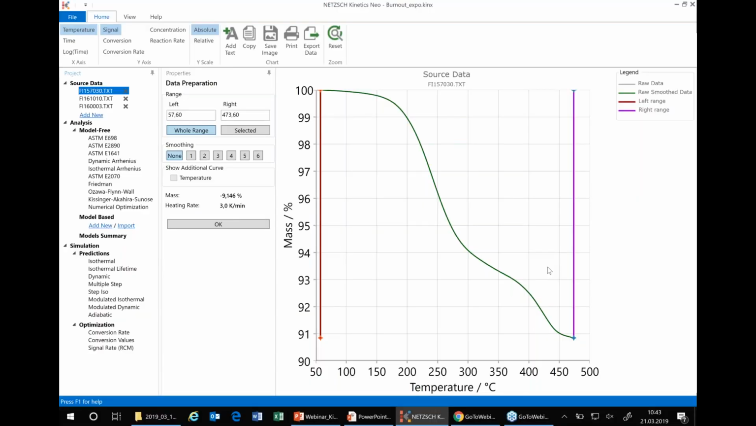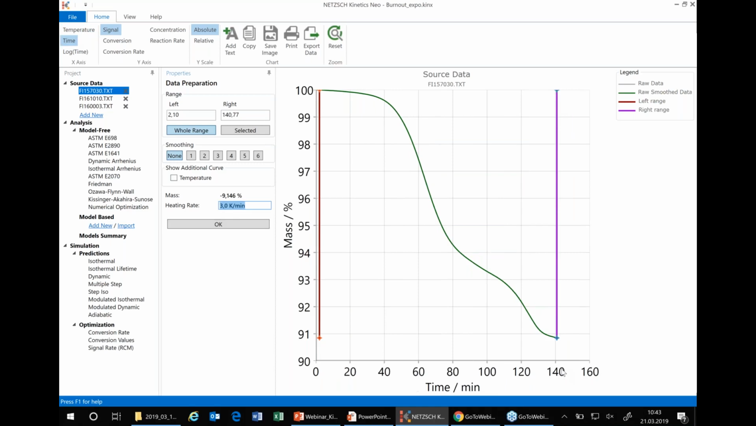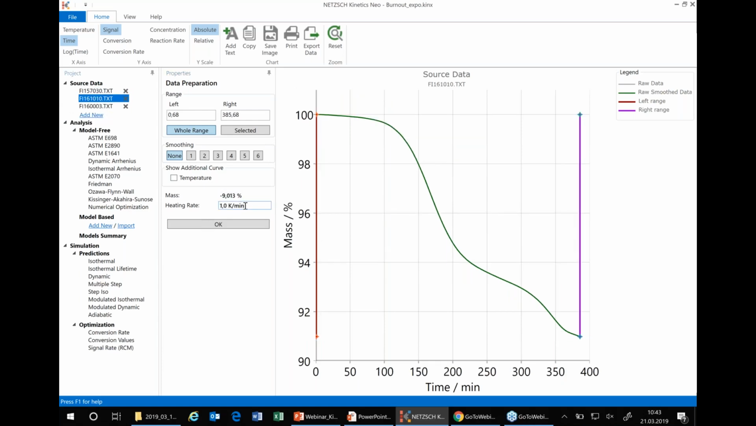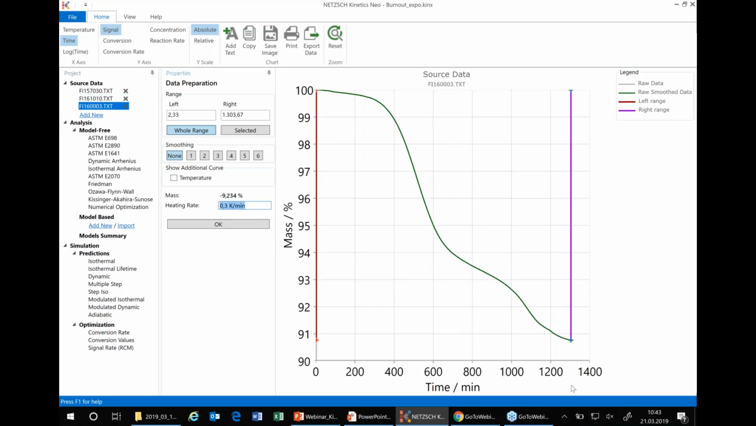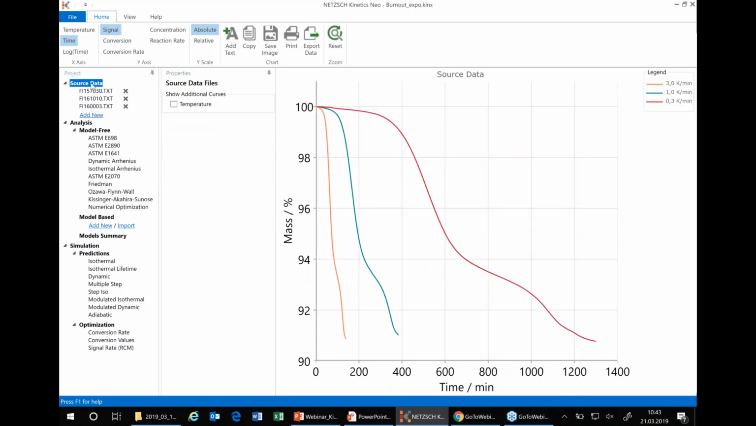Here is a real measured curve from 50 to almost 500 centigrade. The measurement was done with 3K per minute. It takes a little bit more than 2 hours. It's more or less fast sintering or fast heating. The second measurement was done with 1K per minute. It means it will be much slower, about 6 hours. And the last one is 0.3K per minute. It's about 20 hours.